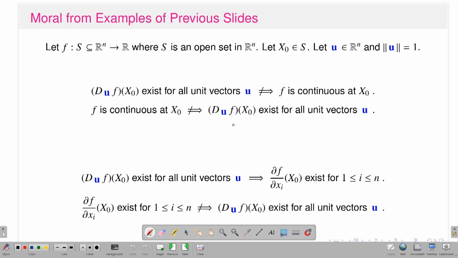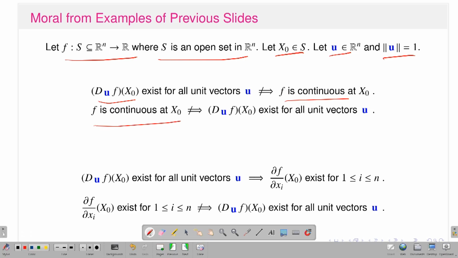This is the moral from the earlier examples in my previous slides. Let f be a function from a subset of R^n to R, S an open set in R^n, x naught a point in S, and take a vector u in R^n with norm 1, that is unit modulus. The directional derivative of f at x naught in all directions u existing does not imply the continuity of f at x naught. The example I have seen says that the directional derivative at the point in all directions exists, however my function is not continuous.